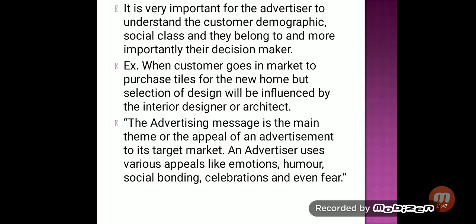If you see the advertisement of Pidilite, Fevicol, the company is using humor. Like 5-star also, they are using the appeal of humor. Means they are creating laughter and they are selling the product. So various appeals can be used through an advertising message.